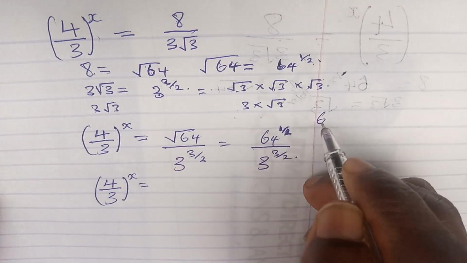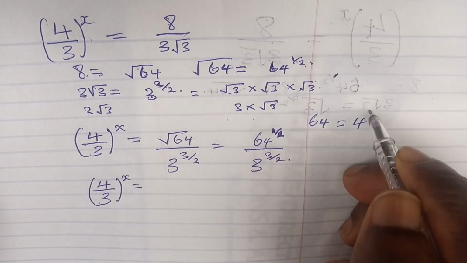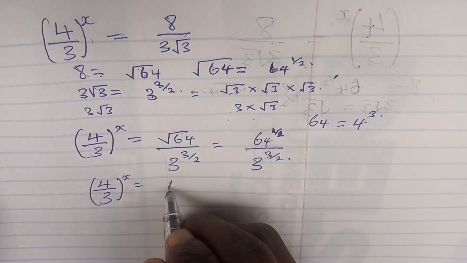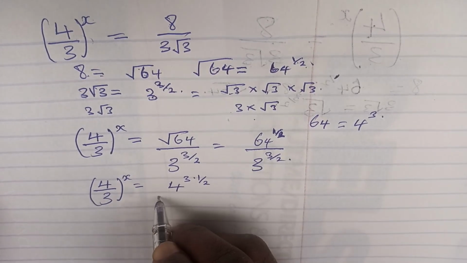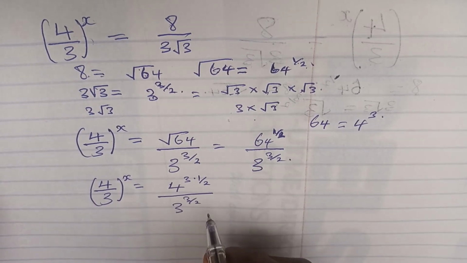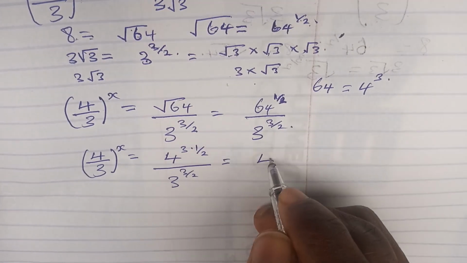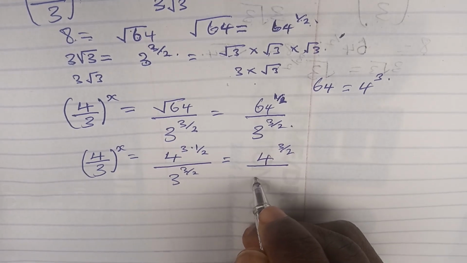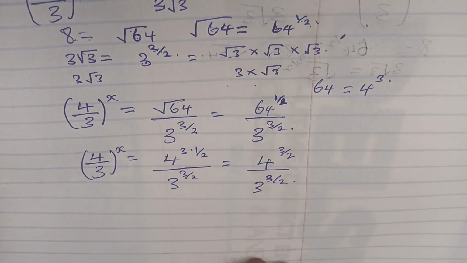64 is also equal to 4 to the power of 3. So 4 to the power of 3 is 64. So we can say 4 to the power of 3, times 1 over 2, over 3 to the power of 3 over 2. Which implies we now have 4 to the power of 3 over 2, all over 3 to the power of 3 over 2.